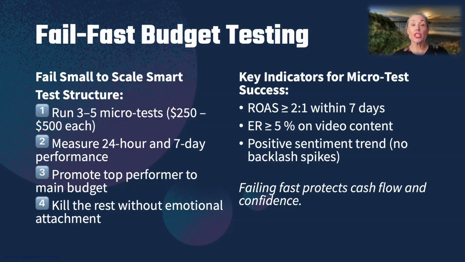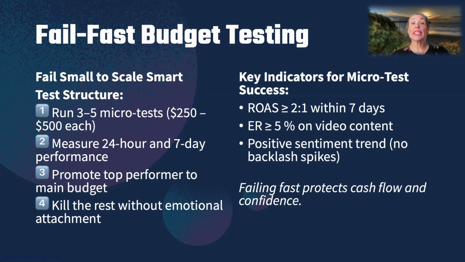The signals you're looking for: ROAS of 2 to 1 or better in 7 days, engagement rate of 5% or more on video. ROAS shows efficiency, and CPA tells you the true cost of acquiring a customer. These numbers guide where the bigger budgets should go.